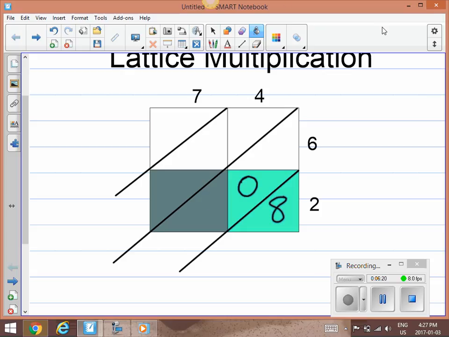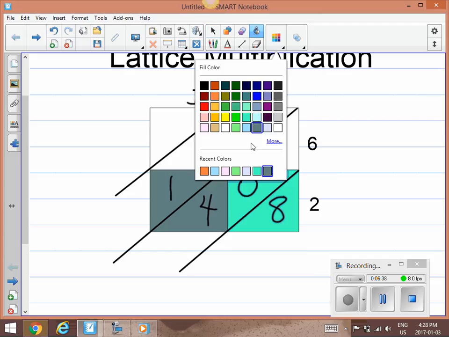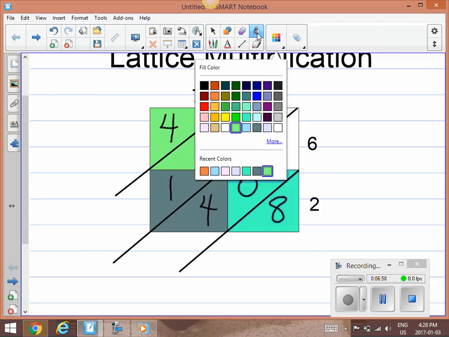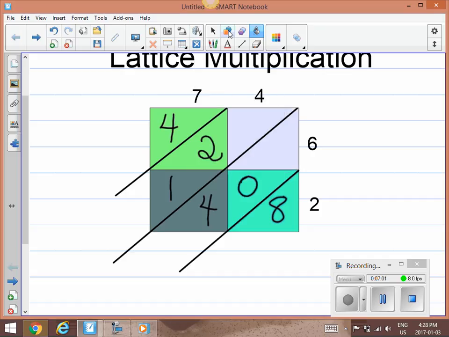Square 2. 7 times 2 is 14. 1 ten, 4 ones. 7 times 6 is 42. 4 tens, 2 ones. And our last one, 6 times 4.